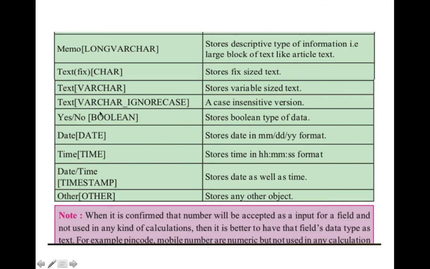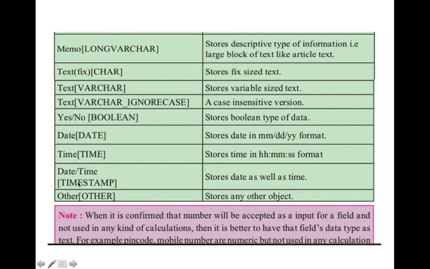The next one is yes or no. That's a Boolean data type. Yes or no saves only 2 values. Some types of data require this kind of value to be stored, either yes or no. At that time we use the Boolean data type. Then we have the date data type for the date format, month, date, year. There's a time data type which stores the time in hours, minutes, and seconds. There's also date time, a combination of date and time.